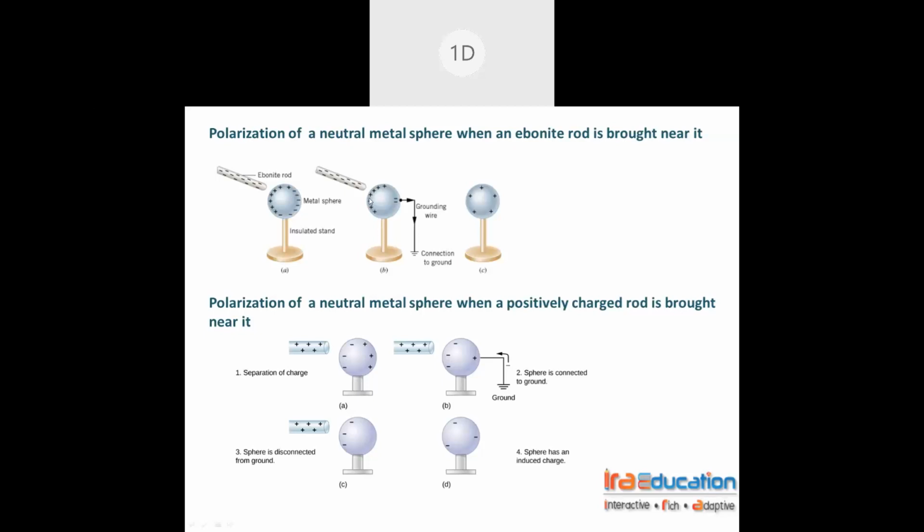Now suppose I try to ground this sphere. Grounding, what it does, the charges that are there over here are depleted to the ground, or sent away to the ground. Once they are sent away to the ground, if I unplug this grounding cable and remove the ebonite rod as well, I will get a uniformly charged positive sphere.